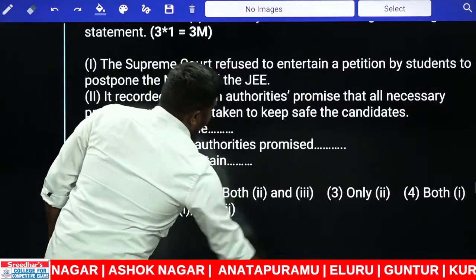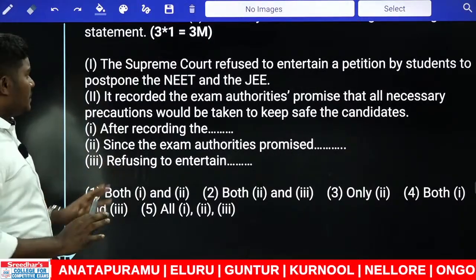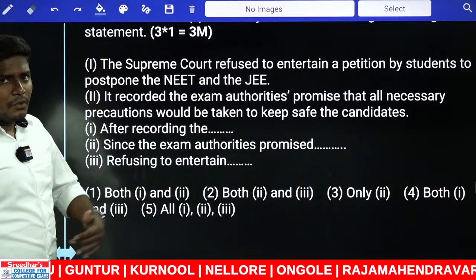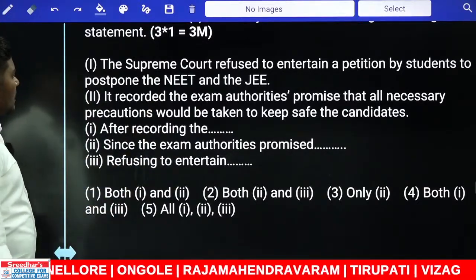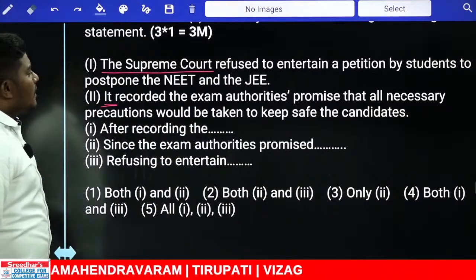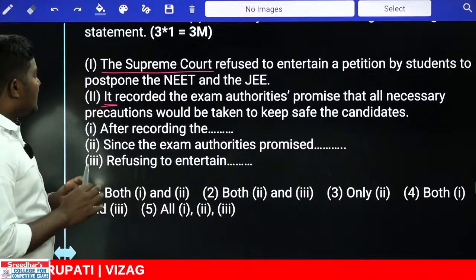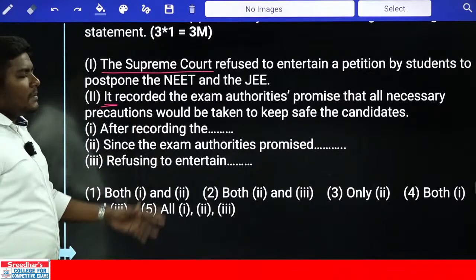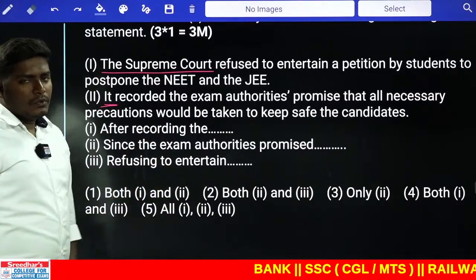Next, 132. The Supreme Court refused to entertain a petition by students to postpone the NEET and the JEE. Students asked for the postponement of these exams. The Supreme Court said no. Next one, it recorded. It refers to what here? The Supreme Court recorded the exam authorities' promise that all necessary precautions would be taken to keep safe the candidates. So these exam authorities said, please don't postpone. And students said, we want postponement of the exams.